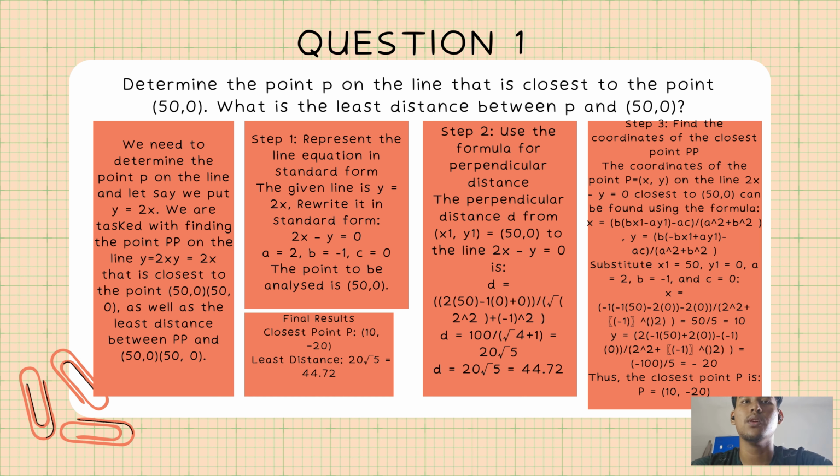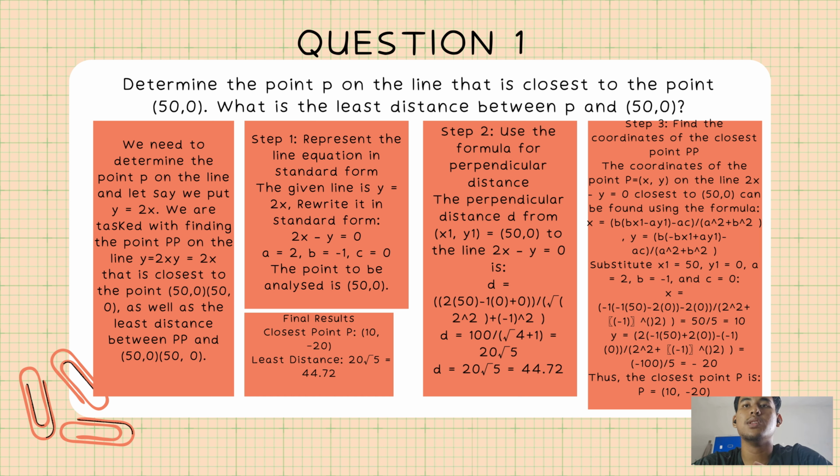For step 1, we present the line equation in standard form. The given line is y equal to 2x, so we rewrite it in standard form, and we get a equal to 2, b equal to -1, and c equal to 0. In step 2, we use the formula of perpendicular distance, and we get the answer 44.72, which is the distance. In step 3, find the coordinates of the closest point.